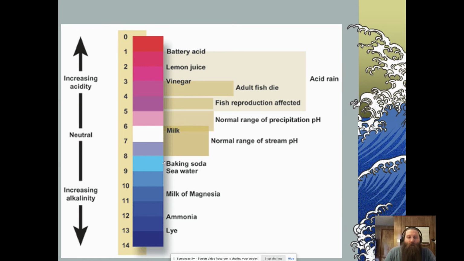Okay. Baking soda has a pH of about 8.5. Seawater has a pH of about 9. And this is really important. All right. We're going to talk about it on the next slide.